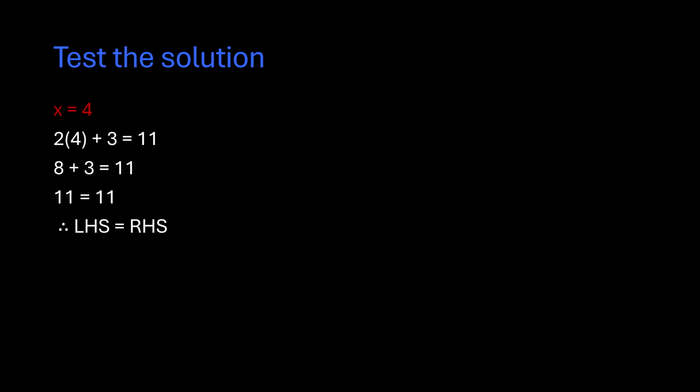Let's test our solution. Since x = 4, we substitute 4 into the original equation and we should get 11. Remember that an equal sign means both sides are equal to each other. So 2 times 4 plus 3 should give us 11. Our left-hand side of the equation is equal to the right-hand side, and therefore our solution is correct.